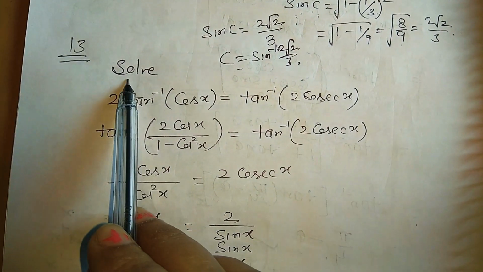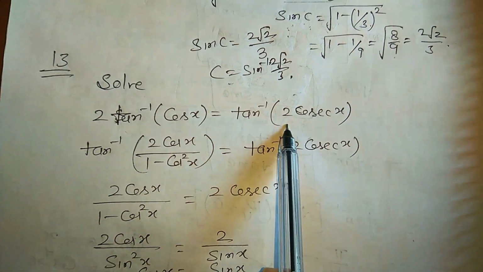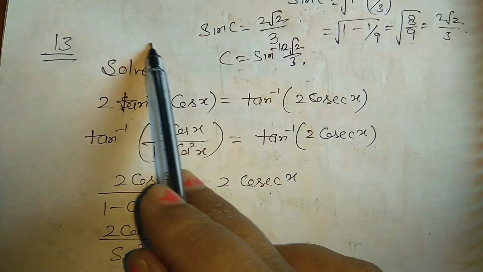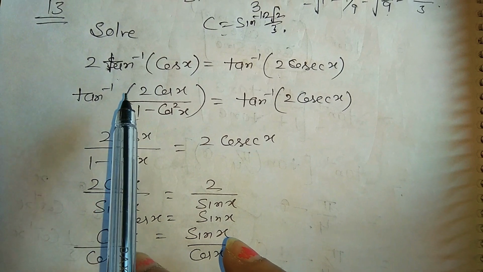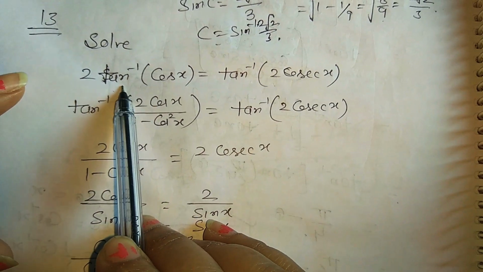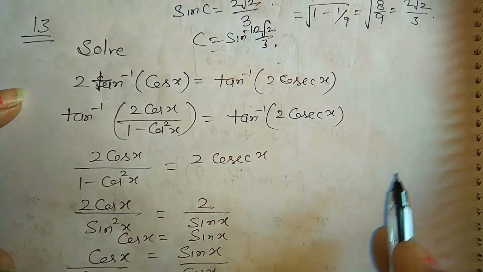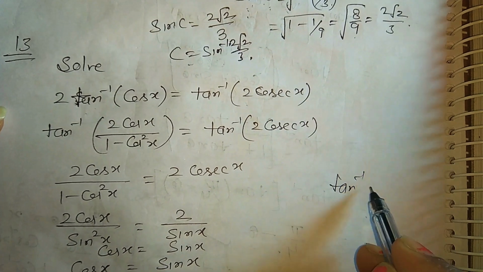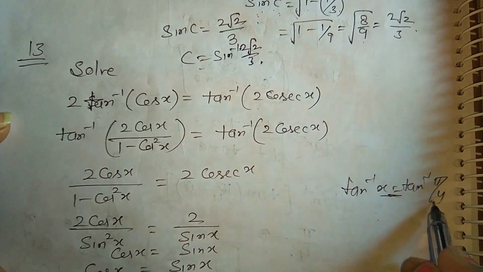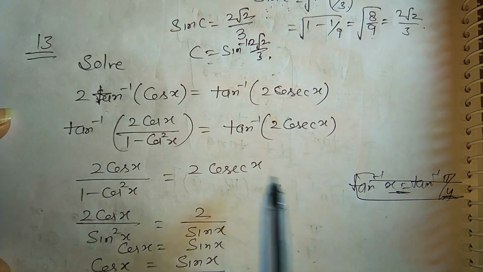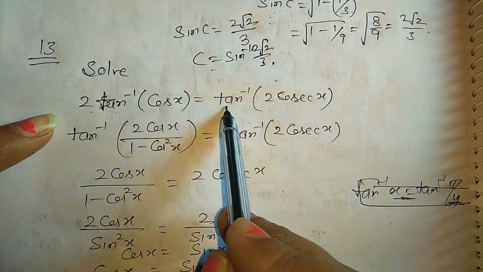Now come to question number 13. Solve this is equal to this, given. We have to solve, means we have to find the value of x. So how will we find the value of x? If on the left hand side tangent inverse x is equal to tangent inverse of something, suppose pi by 4, then we can write x is equal to pi by 4. But in this case 2 tangent inverse is equal to tangent inverse.